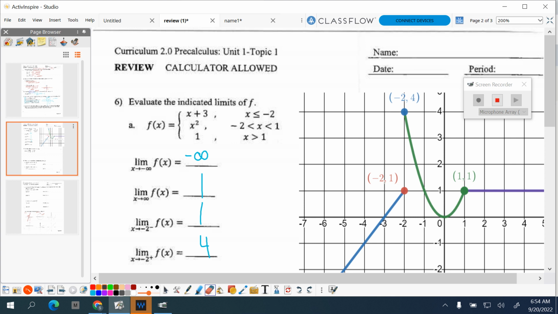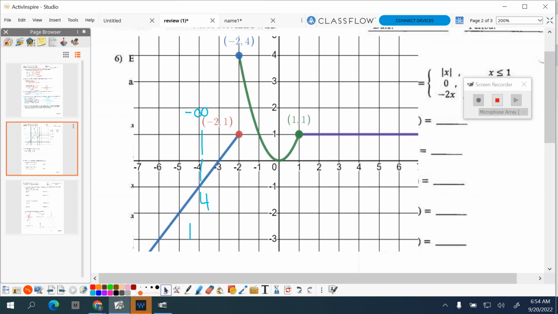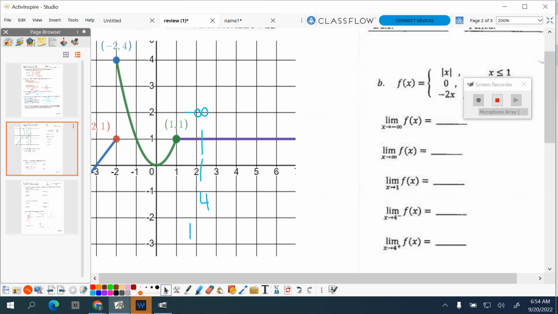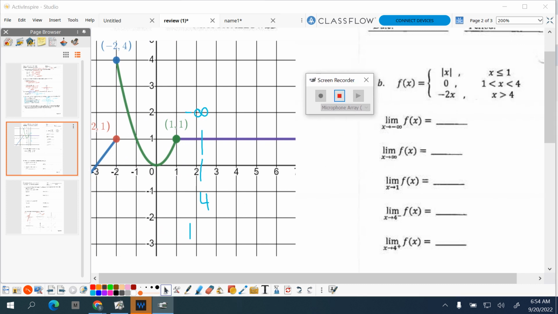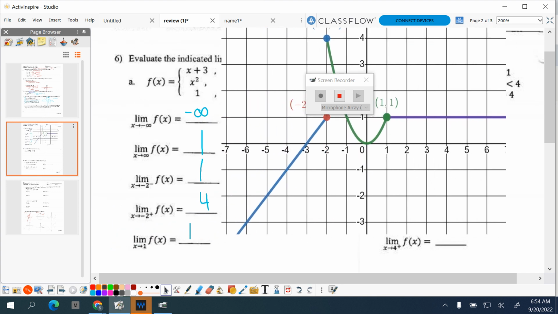All right, and lastly, at 1, we have 1. Okay, so not very hard at all. On the right, I want you to practice this one on your own a little bit. See how you fare. I'll see if I can do an answer key for you, but that's additional practice for you.